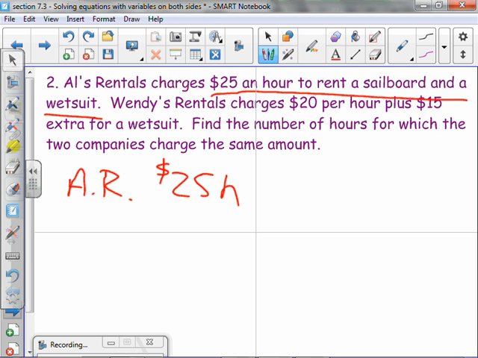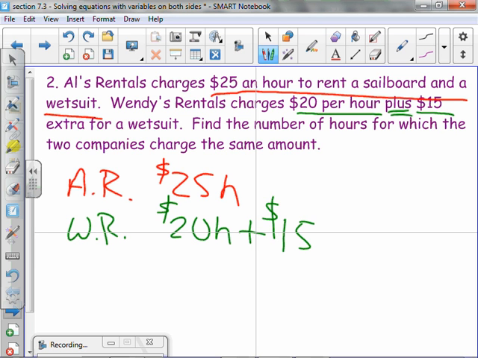Then we talk about the other one. Wendy's Rentals charges $20 per hour plus $15 extra for a wetsuit. So for Wendy's Rentals, she's going to charge us $20 per hour, so $20 times H. So it's cheaper, but she's plus the $15 that she just charged us once for renting a wetsuit, no matter how long we have it.